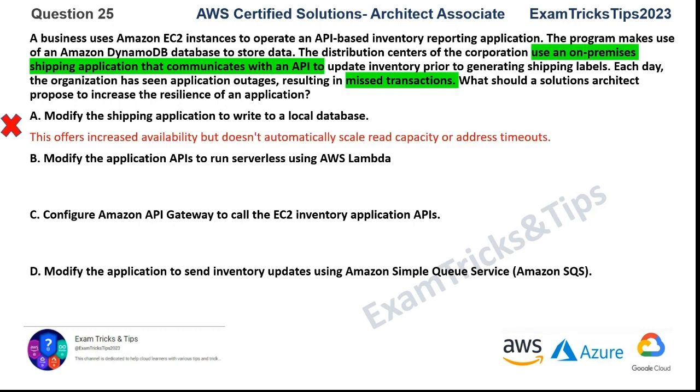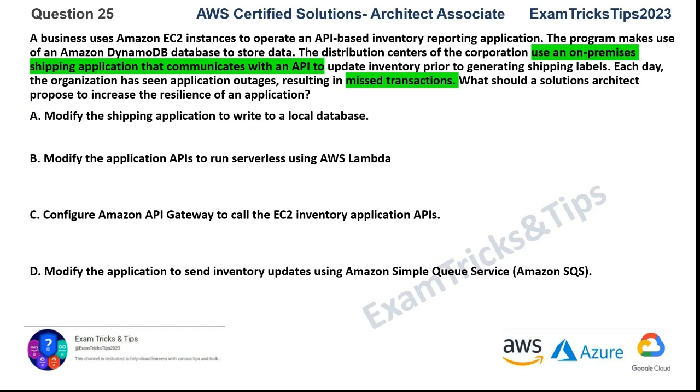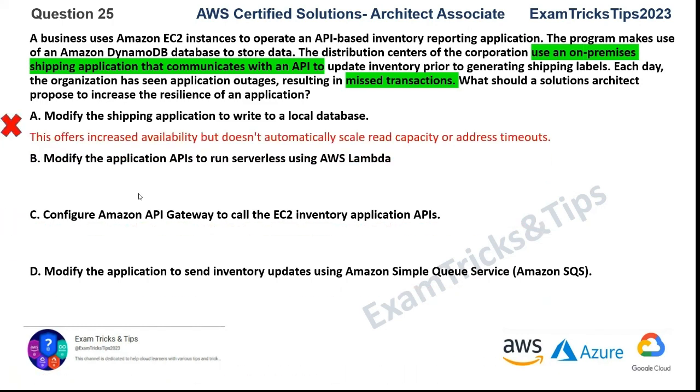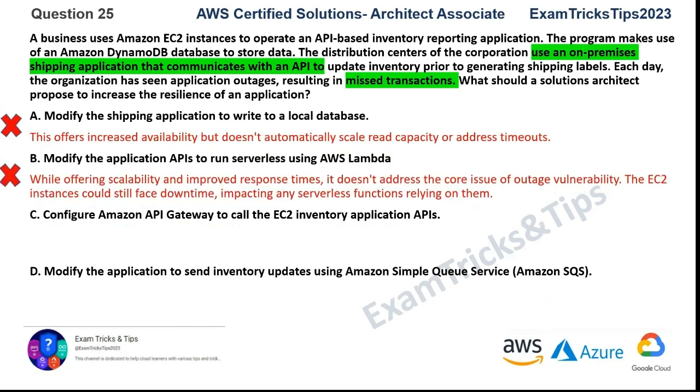The next wrong one for me is option B. Option B says modify the application API to run serverless using AWS Lambda. Now, if it is serverless, it will offer scalability and improve response times, but the core issue is about outage vulnerability. If the application on the on-prem side is going down, its API will still have to call AWS Lambda, and the API calls are going to get lost. So it's not going to solve the main problem. That's an incorrect option for me. Option B is wrong as well.